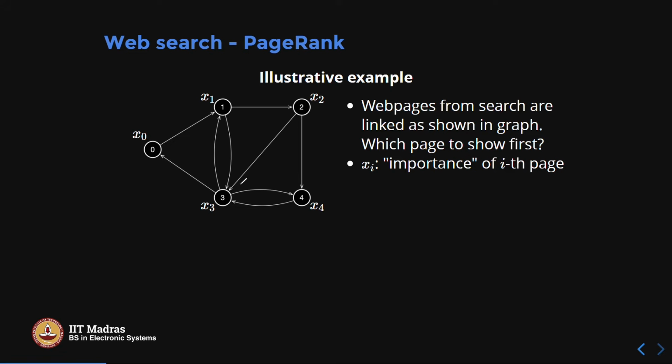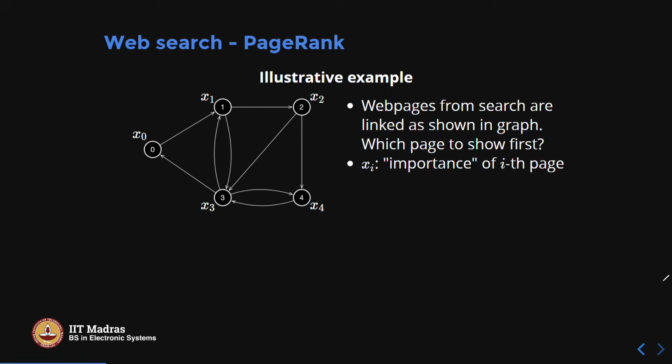Okay, so instead of just using the number of edges that are coming in, PageRank uses a slightly more sophisticated method. What does it do? For every page that it wants to rank, it will associate a variable xi. So x0, x1, x2, x3, x4. And that is some measure of the importance of the ith page. Okay, some number. If that number is very high, then the ith page is very important. If that number is very low, maybe the ith page is not so important.